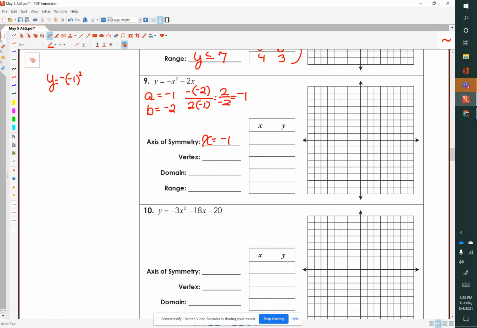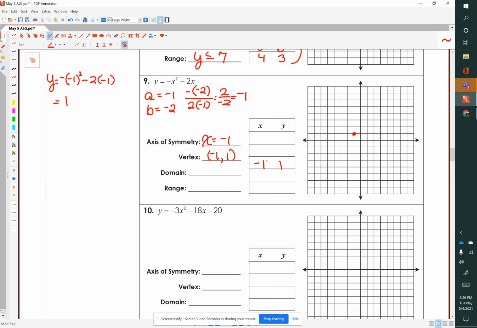And we don't have a c value here. So negative 1 squared minus 2 times negative 1. And when we evaluate that, we find that our function equals 1. So our vertex then is negative 1, 1, which we can put in our chart, and we can also go ahead and plot it. And since this is a downward facing parabola, we know that our range, if we trust our work, is going to be all those values of y such that they are less than or equal to positive 1 going downward.